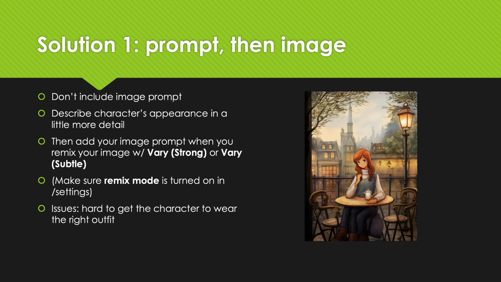The issue is it's hard to get your character to wear the right outfit. In this one, for example, she seems to be clipping into the table a little bit like a 3D model, and she's got three legs. So this is not ideal, but she's also wearing this weird jean vest and a turtleneck, which is not what we have her wearing in anything else. But this is a method that you can try, and sometimes it works much better than this.